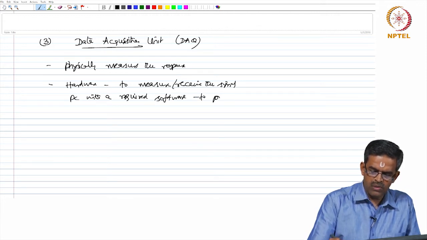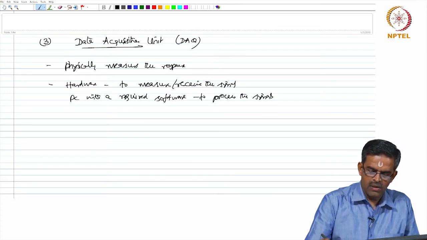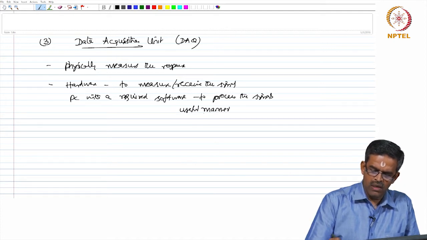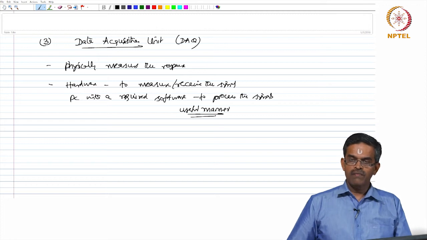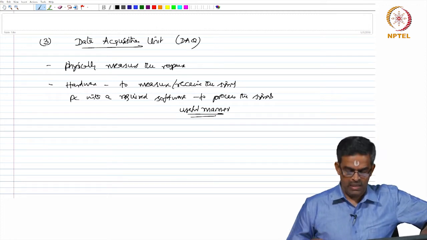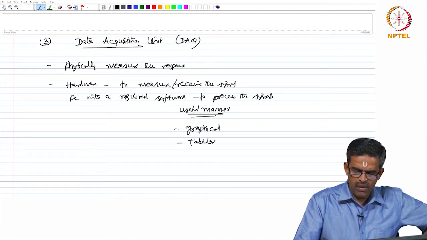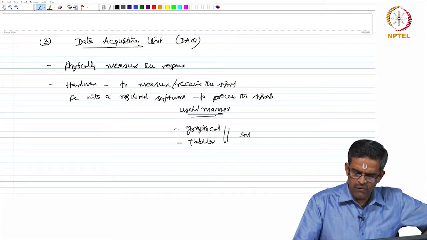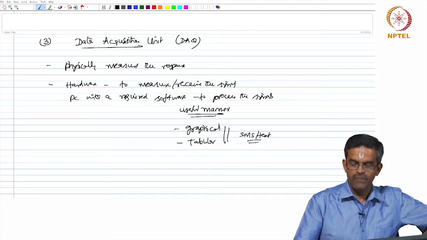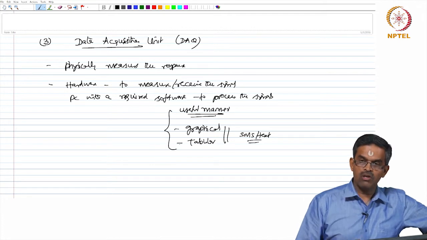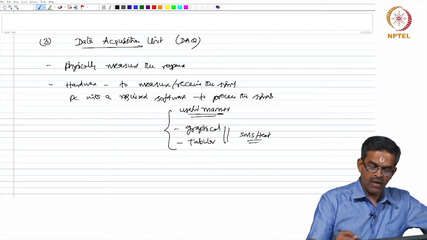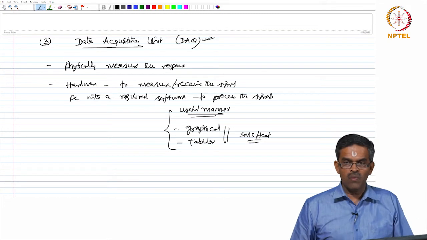It also has a PC with the required software to process the received signals in a useful manner. That is very important. The signals as such are not useful; we have got to convert them into a useful manner, maybe in a graphical form, maybe in a tabular form, or at least a brief SMS text form. All these jobs have got to be carried out by the data acquisition unit instantaneously once the signal is received.